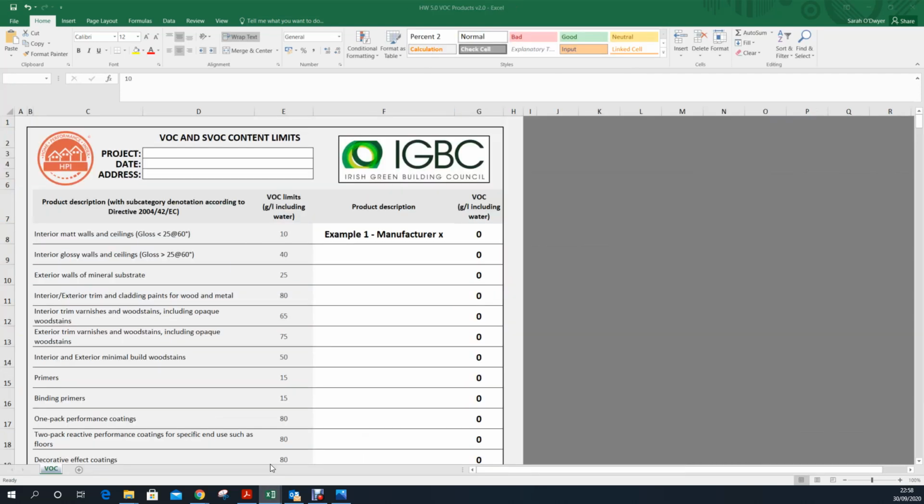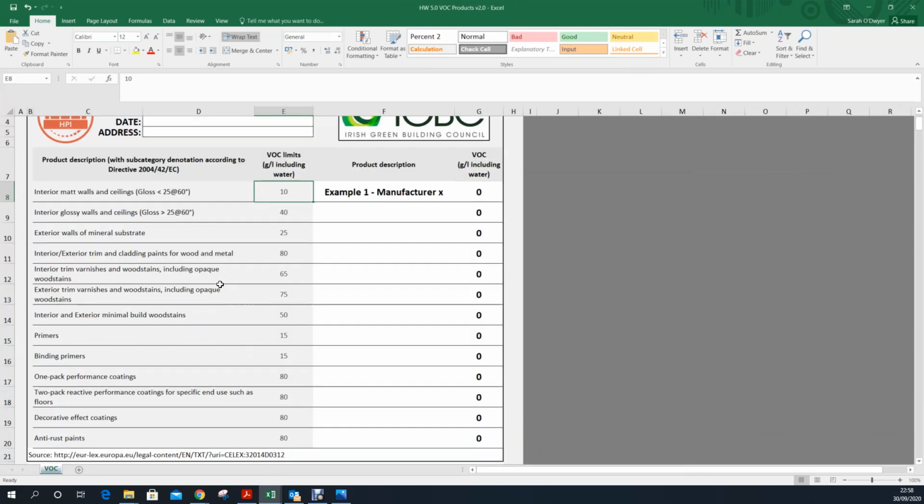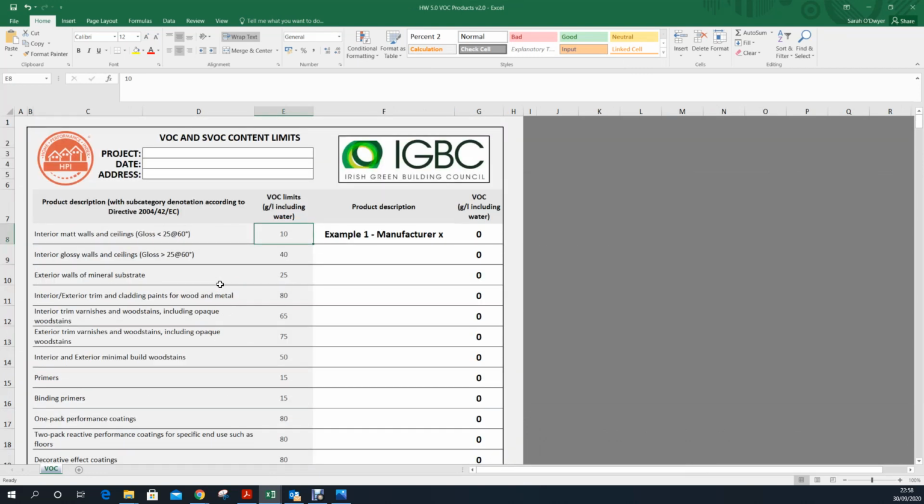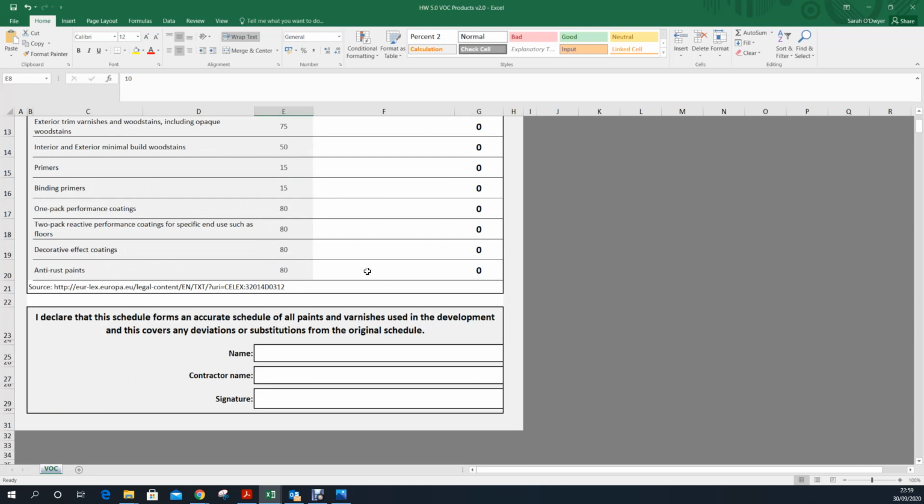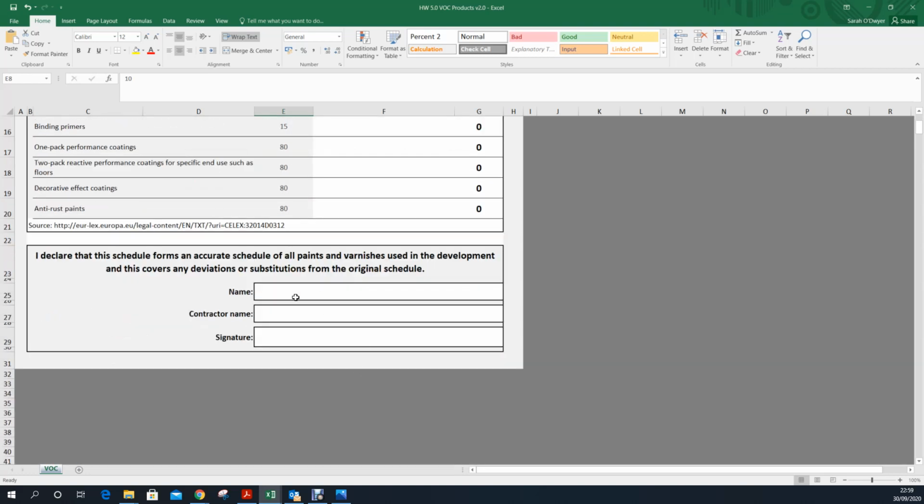And they do have a spreadsheet. This is not necessary for you to do for your project, but just to be aware that it's there. It's just to list out the products. They've just got 2 columns, and you'd have to include the VOC limits. But there's no sum or anything. It's literally just a list. This is the declaration that needs to be signed by the contractor.